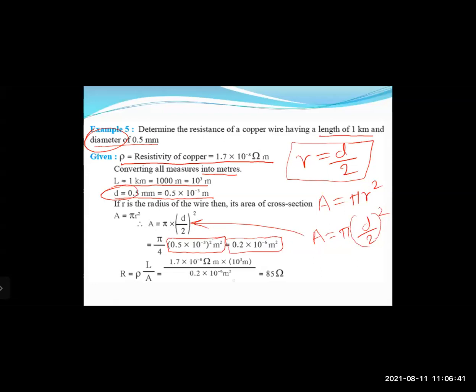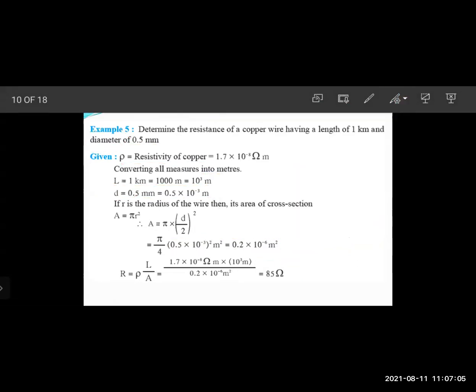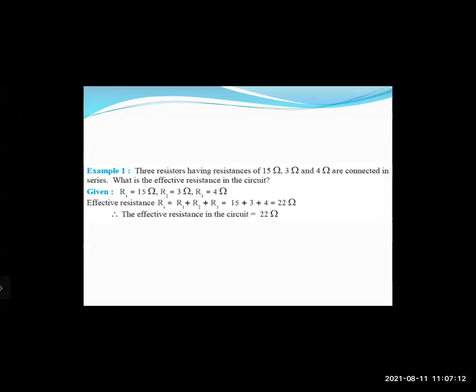Then, substituting the values, resistance R equals rho into L by A. We have substituted the value of area over here. When you calculate this, you get the final value of resistance to be 85 ohms. So again, you just have to use the different formulas one after the other, and always remember the conversions. Then the next numerical, very simple.